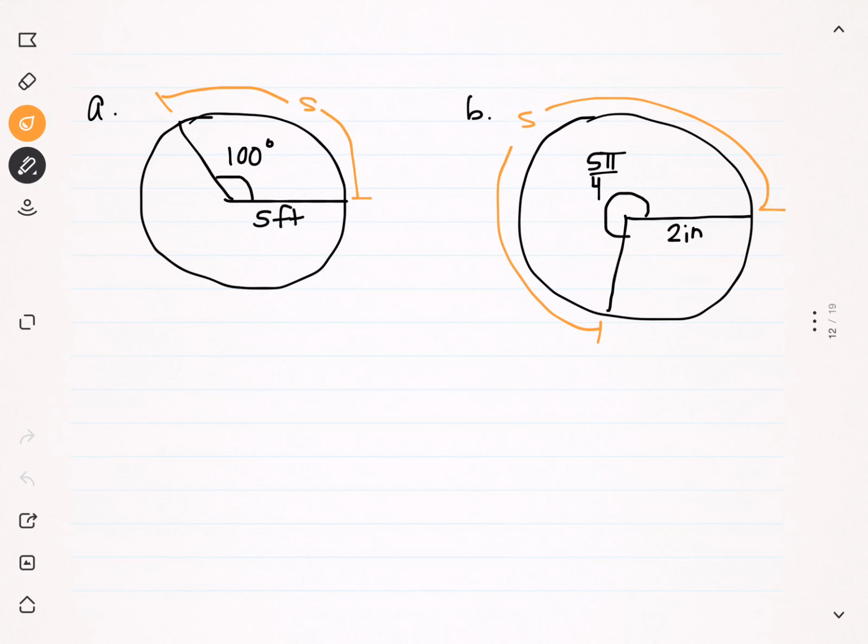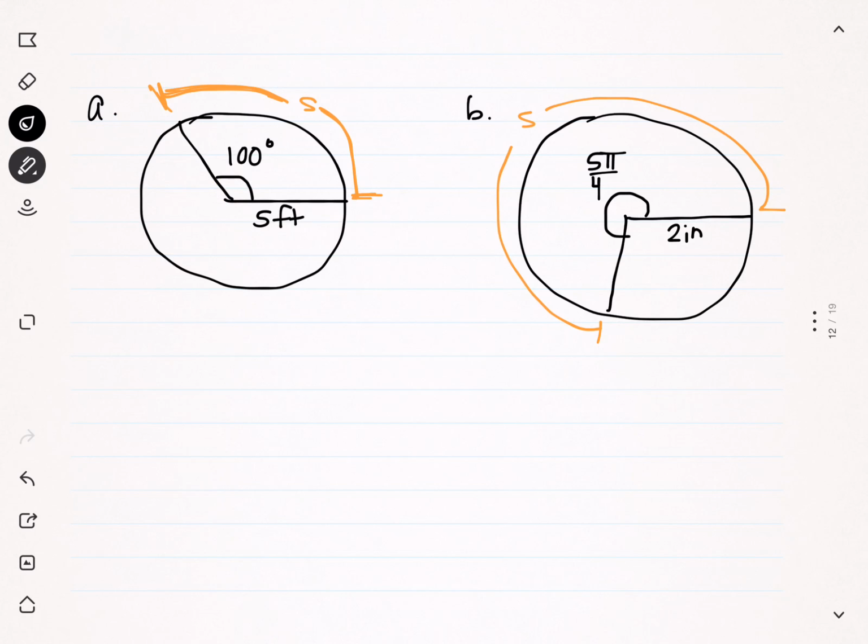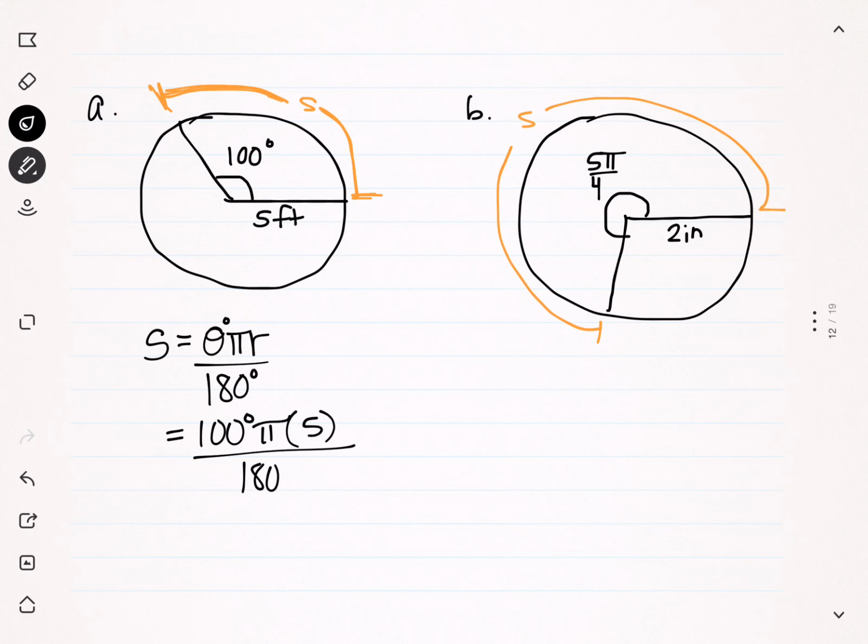So let's say I have a circle whose radius is 5 feet, and we have an angle of 100 degrees, and we want to find the arc length here. So we'll say this is S. We want to find the arc length. So since I'm in degrees, I want to use the formula for arc length in terms of degrees of the angle. So that's going to be theta times pi times radius, theta degrees, divided by 180 degrees. So I'm going to just simply plug everything in. 100 degrees times pi times 5 divided by 180 degrees.